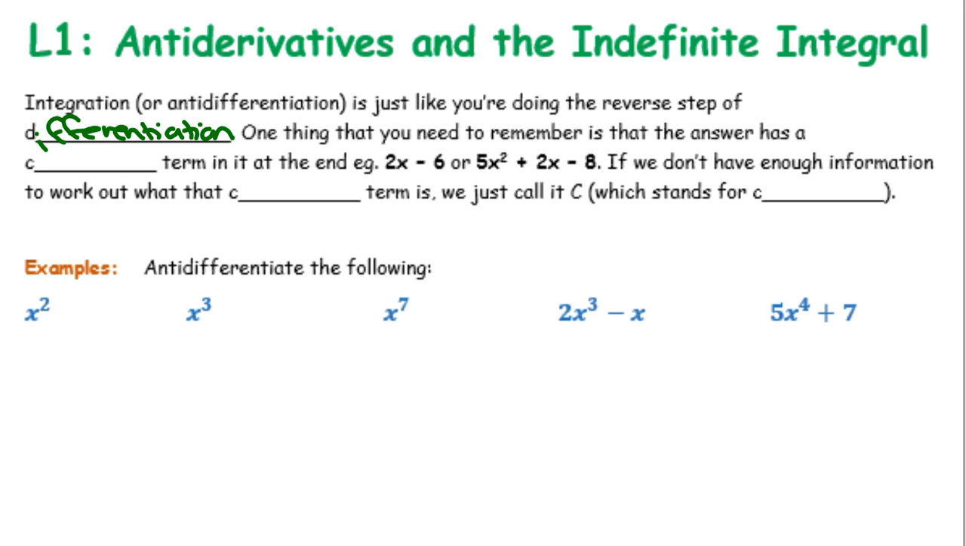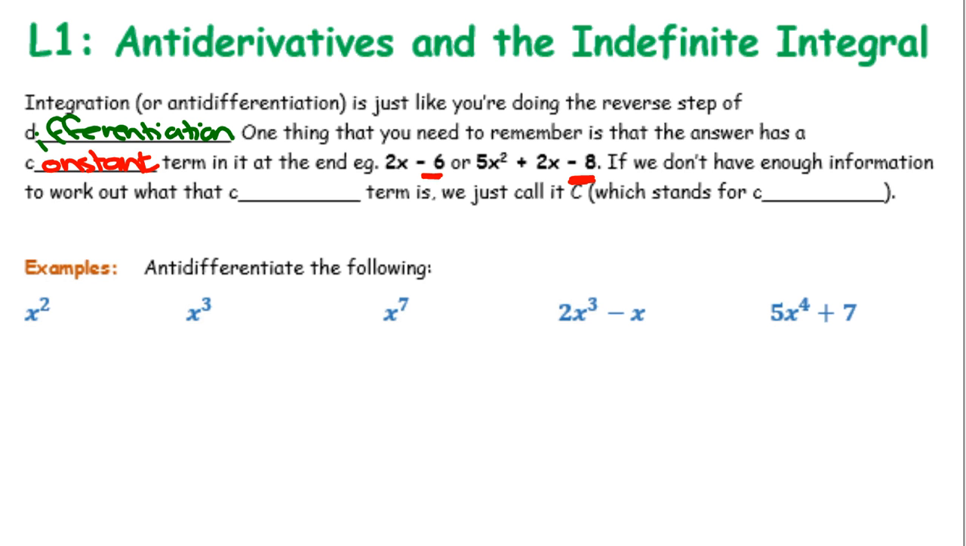One thing you need to remember is that the answer has a constant term in it, e.g. -6 or minus 8. If there's no number written there, we don't so much say there's no constant; we just say the value of the constant is 0. So the answer will have a constant term in it.